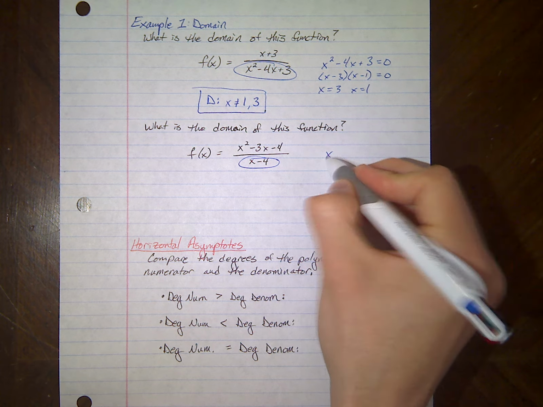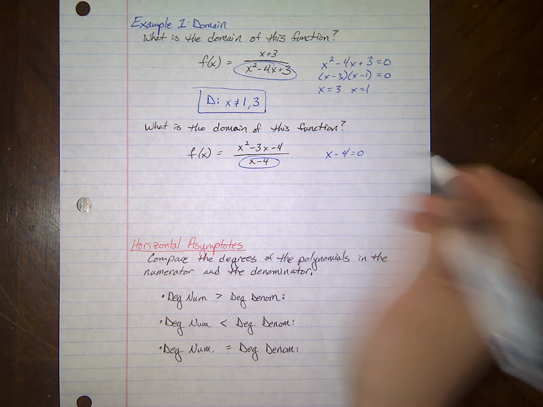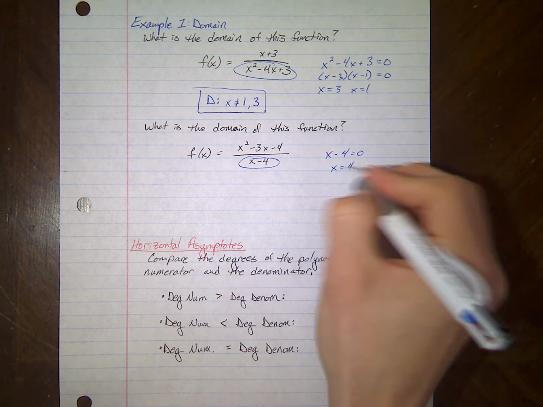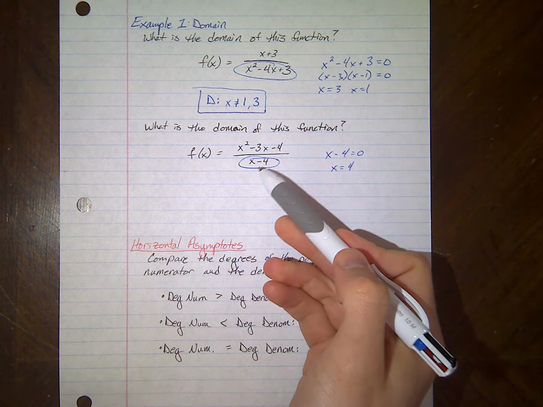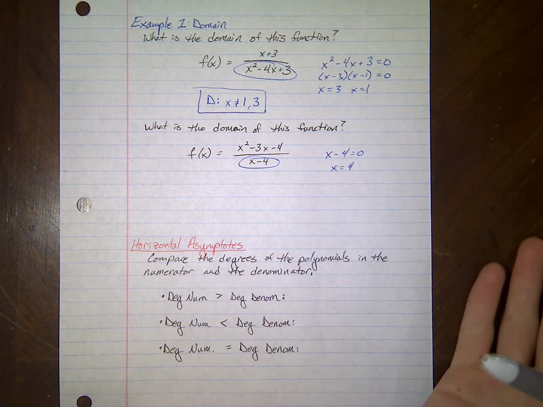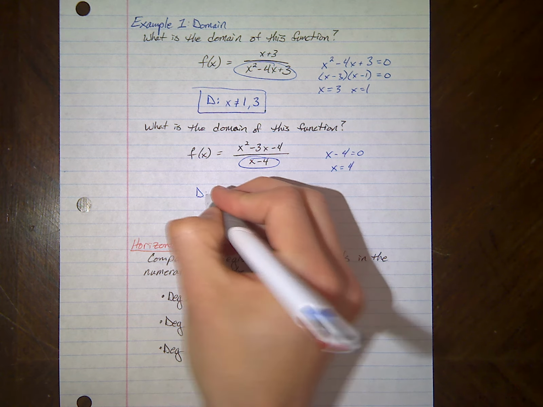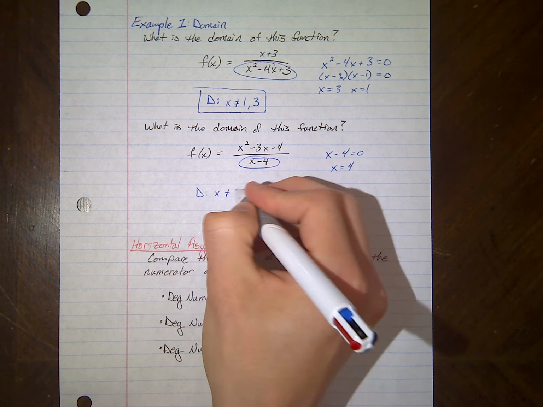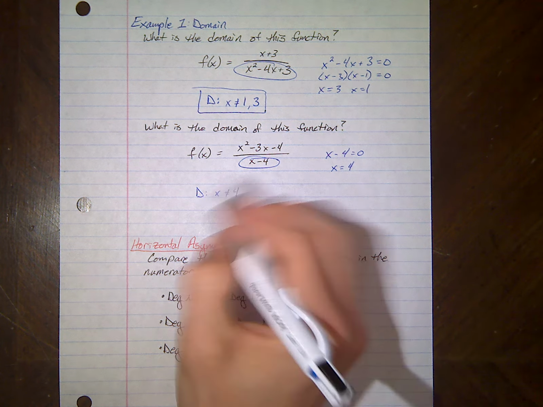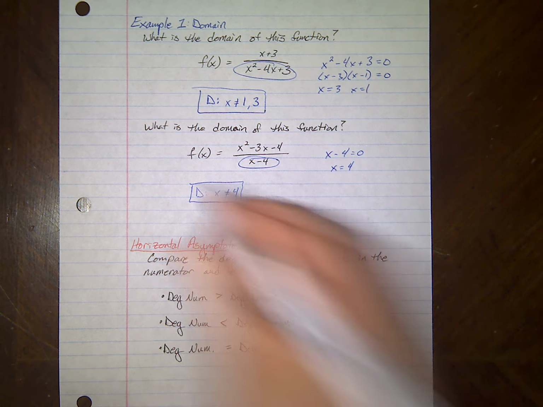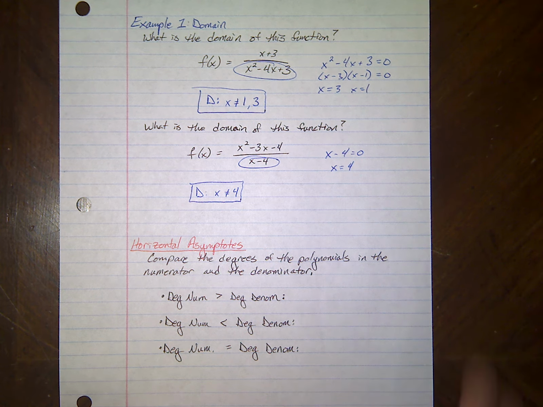All you do is set x minus 4 equal to 0. That's easy enough to solve. x equals 4. Again, if you put 4 into this function, you're going to be dividing by 0. Can't do that. So the domain of this function would be anything but 4. So x cannot equal 4 there. Okay, so that's domain.